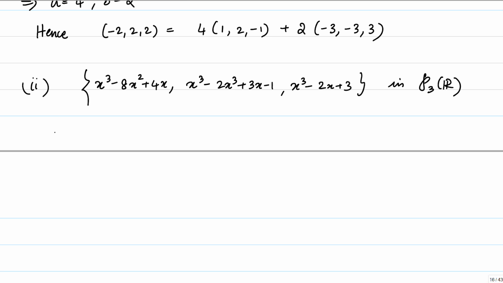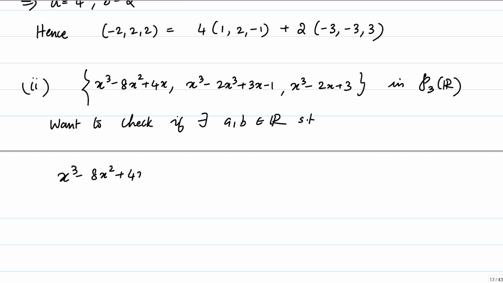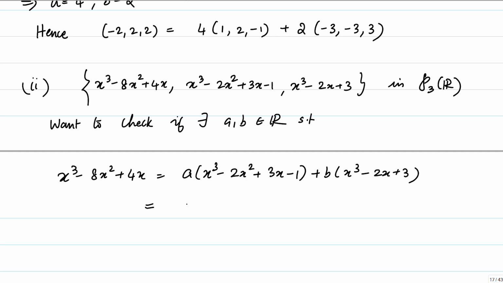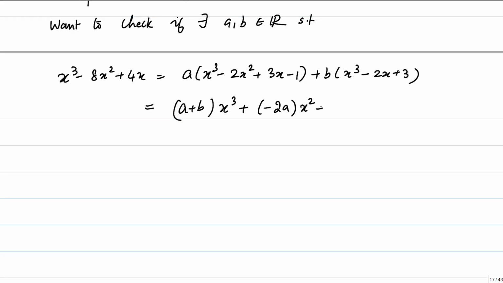Okay, so we want to check if there exist a, b in R such that x cube minus 8x square plus 4x is equal to a times x cube minus 2x square plus 3x minus 1 plus b times x cube minus 2x plus 3. But what does this mean? This means the right hand side is equal to a plus b times x cube plus minus 2a times x square plus 3a minus 2b times x plus 3b minus a. So this is exactly what the right hand side is going to be. So we would like to see if there exist a and b such that the right hand side is equal to the left hand side here.